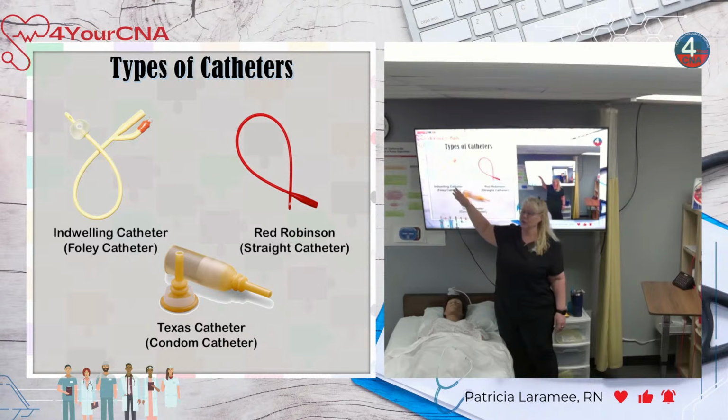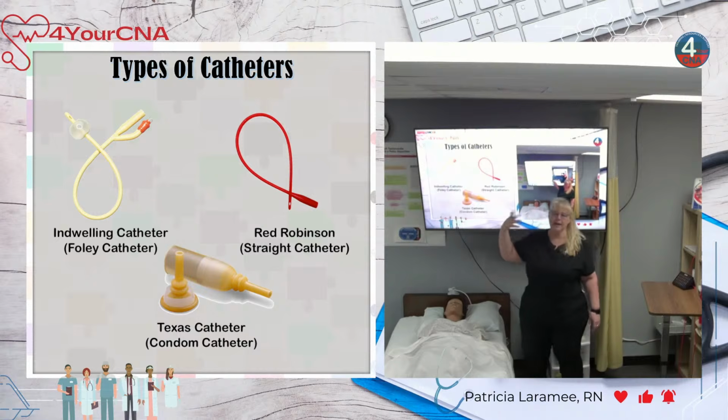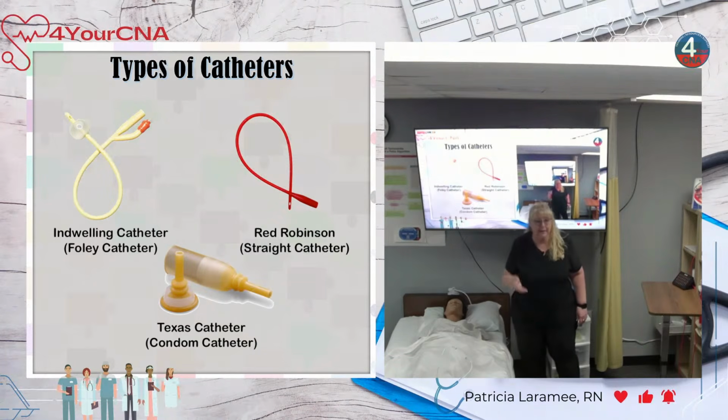Indwelling. It's mostly called a Foley. That's what most places call it, a Foley catheter. It's got another name, but it's escaping me at the moment. This is called an intermittent catheter. Now, an intermittent catheter means I'm not leaving it in place.